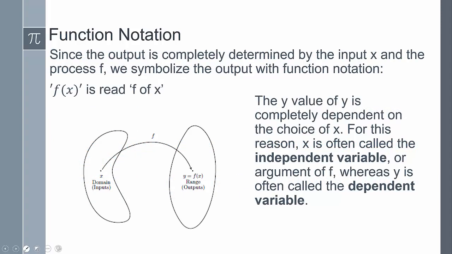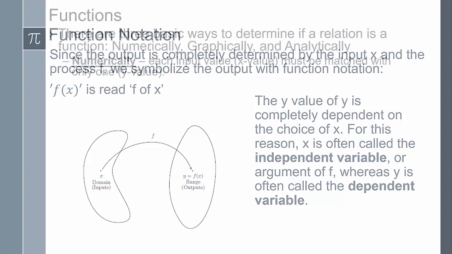Now, this is a way for us to write if it's a function or not. We use this f of x notation, and we call the x the independent variable because it's a variable that just exists naturally. And then the y values, we call the dependent variable because the only way you can get it is with the x. So the y value is dependent on the x value that we choose.